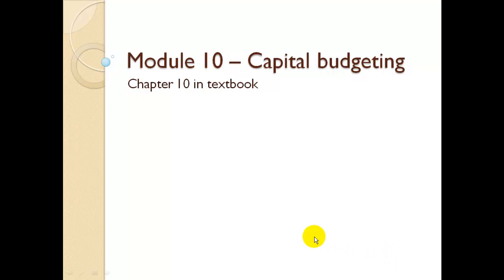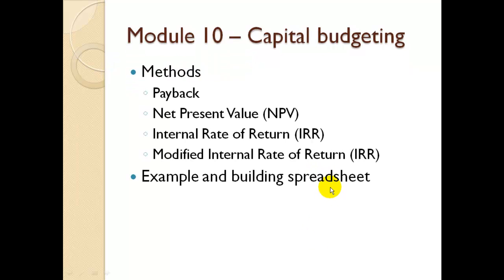So this is Module 10. We're building on time value of money concepts, but here we're going to look at capital budgeting. Capital budgeting is really a way to examine the profitability of multi-year investments. So looking at investments that are going to give you different types of returns over a period of time. And this corresponds to Chapter 10 in your textbook.